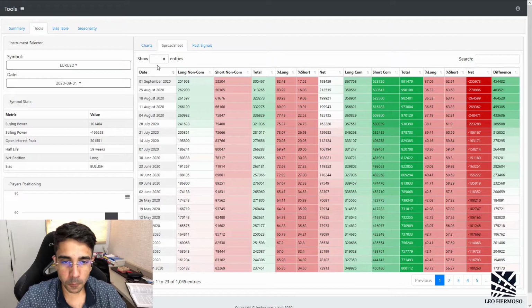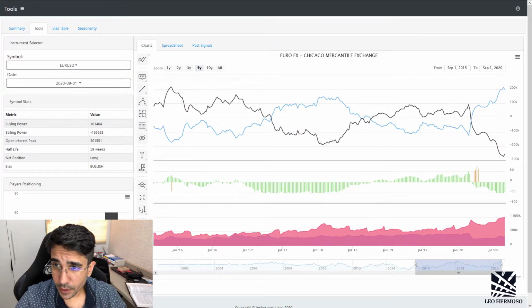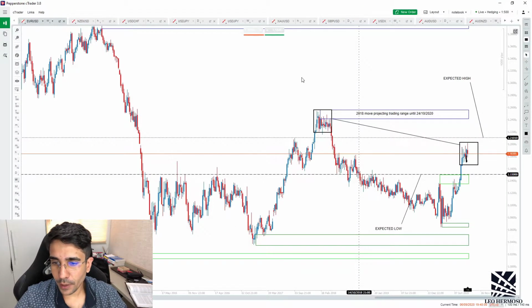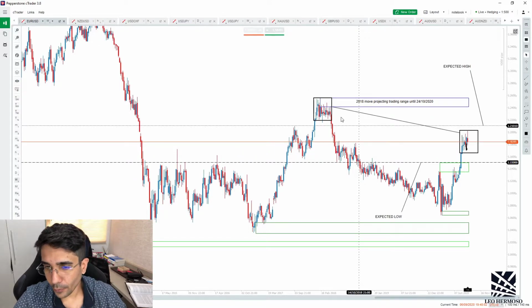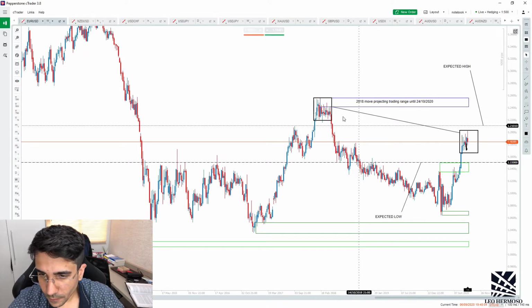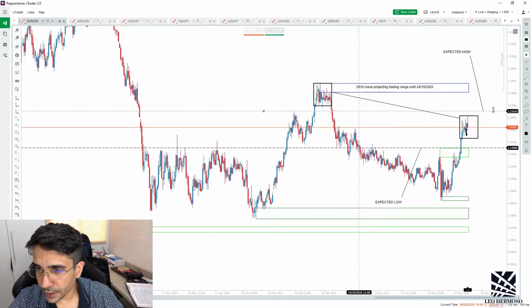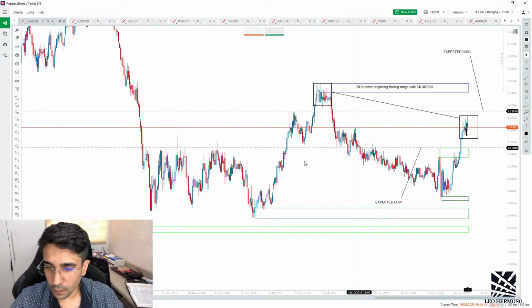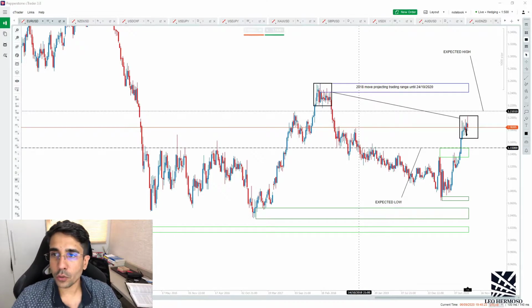Okay, friends? So if we come here to the chart, we are going to see that we are inside this window of the expected movement that happened the last time we had similar net positions. I also marked here in the chart the expected high and the expected low for this month based on historical volatility. And another thing that I want you to have in mind is this.